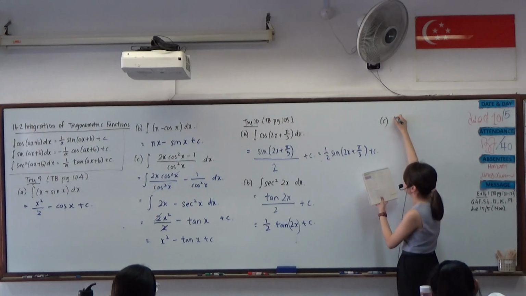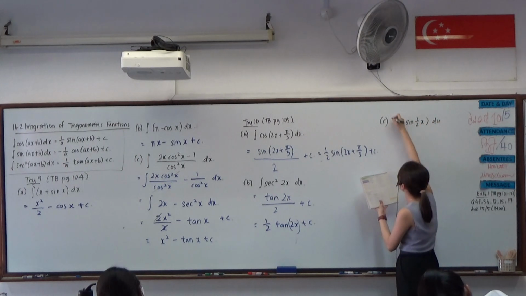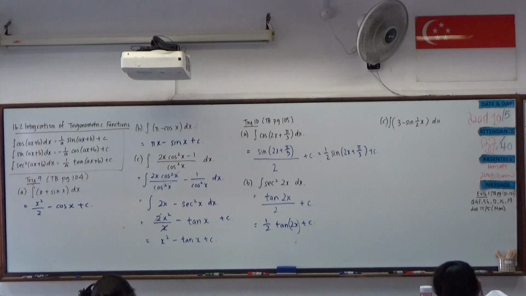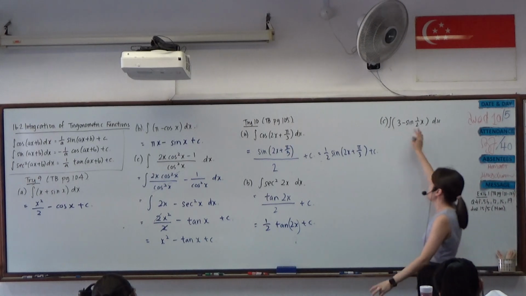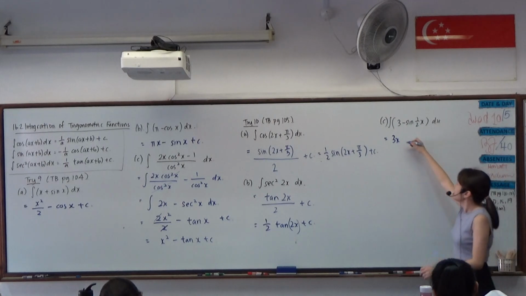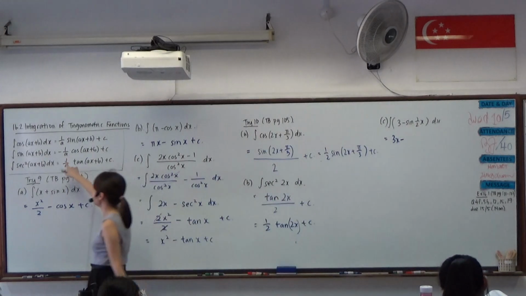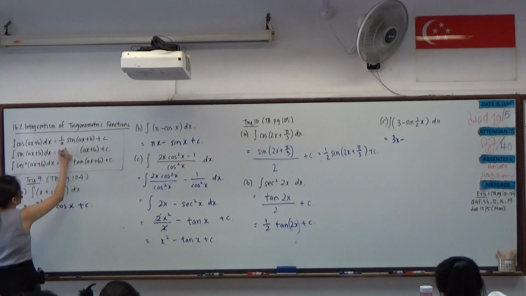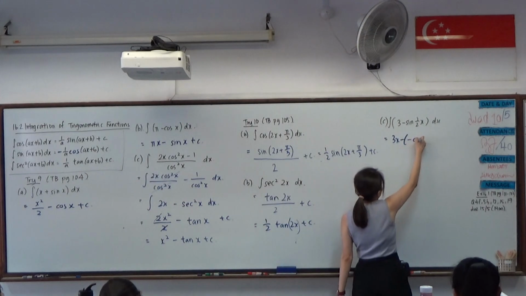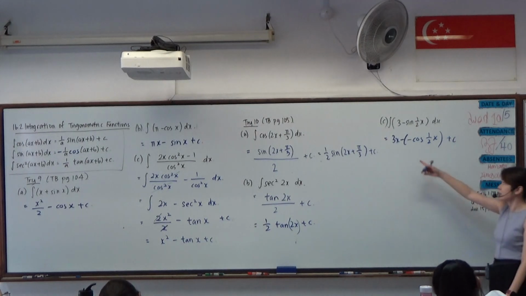Then part C. Integrating our 3 minus sine half x. Do it bit by bit. Integrate 3, we get 3x. Then minus sine we keep. Integrate sine, we will get our negative cosine. So maybe I change the color here. We get a negative cosine, so I'll put brackets, negative cosine half x. Then negative becomes positive.